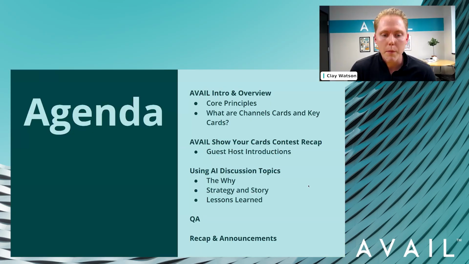So we're going to go over a couple of different things. If you're brand new to Avail and you're still trying to figure things out, get a lay of the land, we're going to talk about some core concepts. This is going to be a focused webinar on generating channel cards. I'll explain what those are, and I'll explain what key cards are as well, so you have an understanding of where we're coming from and what we're talking about within the application.